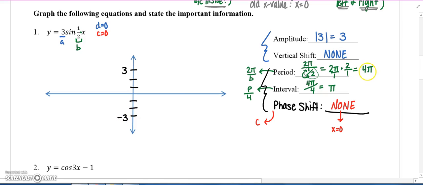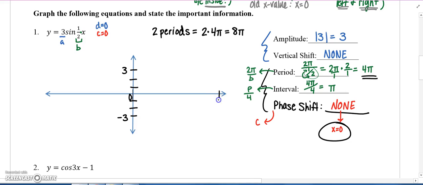Alright, for the x values, the ones along here, we do still want to graph 2 periods. So in case you're ever not sure how far that should be, you just take the period that you have and multiply it by 2. So 2 times 4 pi is 8 pi. That means the farthest out I should be from my starting value is 8 pi. Well, remember, starting value is x equals 0. I'll even label that, x equals 0 right here. So from 0, I'm going to add on 8 pi. That's where I'm going to end.